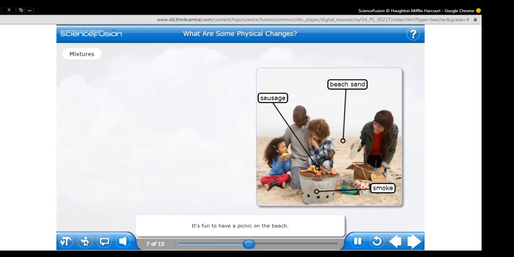It's fun to have a picnic on the beach. Did you know that several of the things at this picnic are mixtures? A mixture is a combination of two or more different substances in which the substances keep their own properties. Click the images to find out more about the mixtures. Okay, now we are going to learn about mixtures. Let's see it.